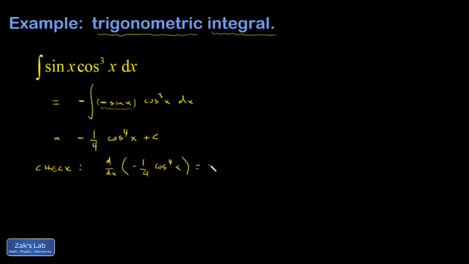The 1/4 is a spectator. When I differentiate cosine to the fourth, I differentiate that with respect to the cosine function, and I get 4 cosine cubed. Then the chain rule says you have to multiply by the derivative of the cosine with respect to x, which gives me negative sine x. Minus signs, 4s, and I end up with what I started with.